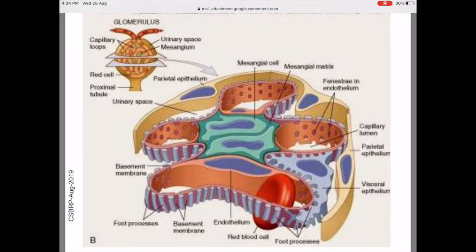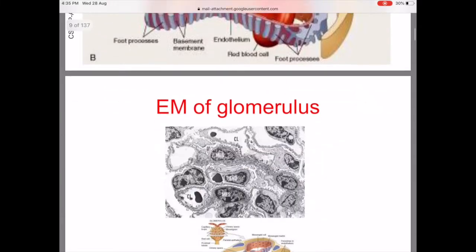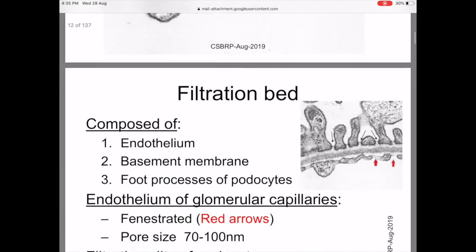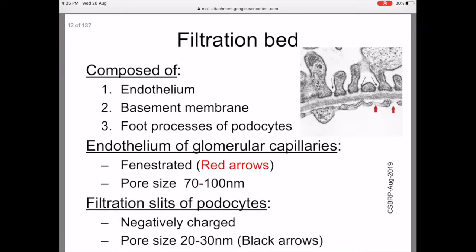Outside the basement membrane are the epithelial cells known as podocytes, as they have many foot processes which interdigitate with each other. In between the interdigitations, there is a gap known as the filtration slit. These capillary tufts hang in the Bowman space. The filtrate that drips into the Bowman space, which later will be converted into urine, has to pass through a structure known as the filtration bed, which is composed of endothelium, basement membrane and foot processes of podocytes.